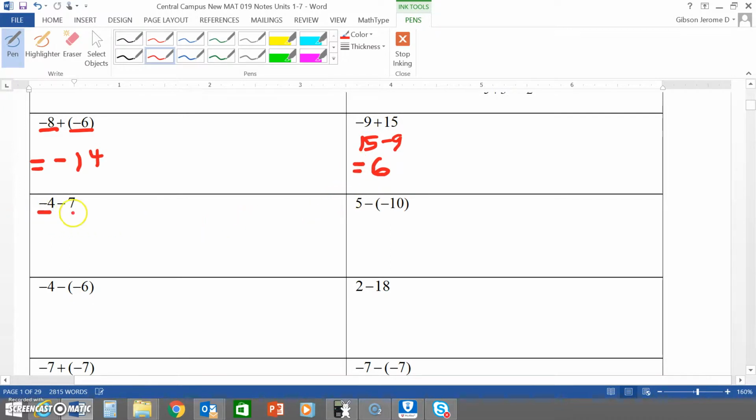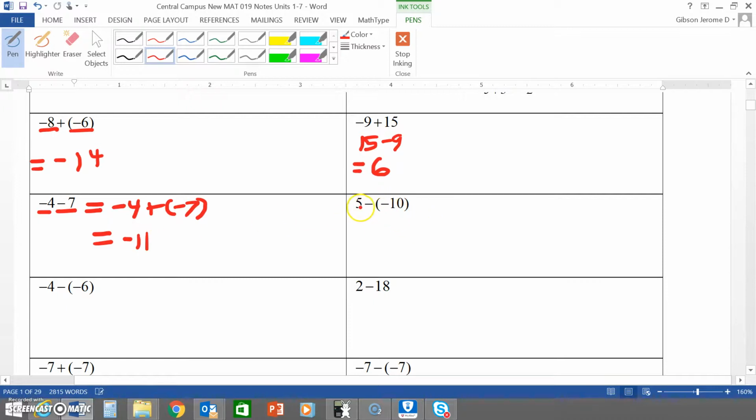Now here, -4 minus 7. Now we could rewrite this. You can know this in your mind as -4 plus a -7. And when we know we have the same sign, we will add them together. 4 and 7 is 11. And we will carry their sign, which is negative.